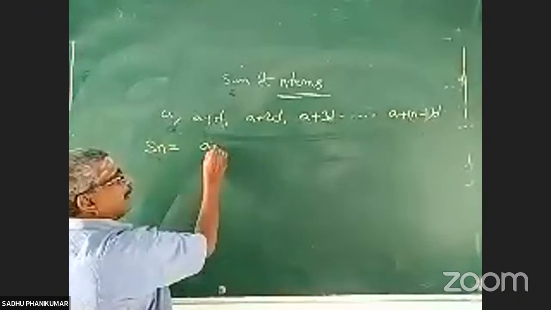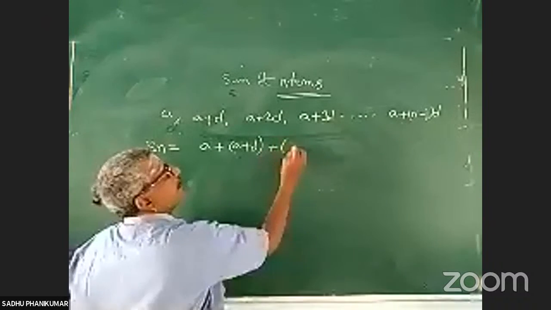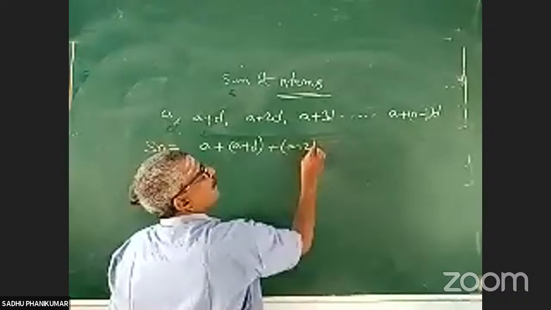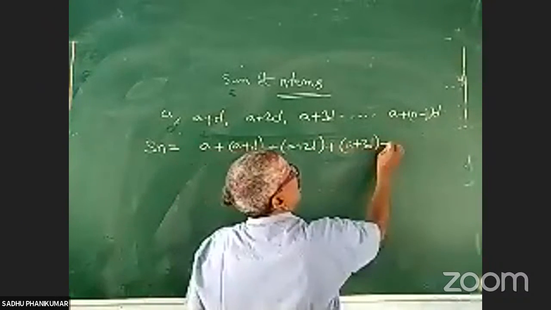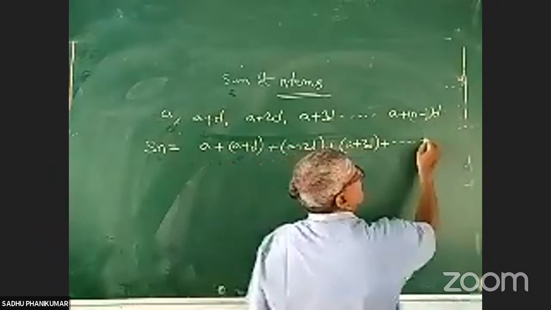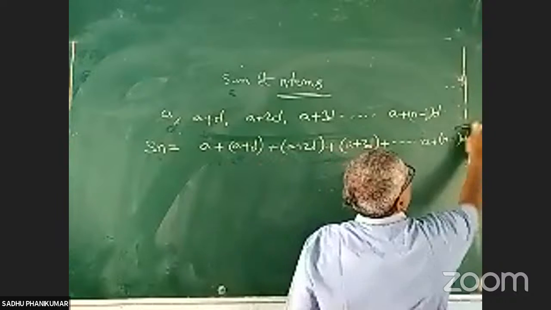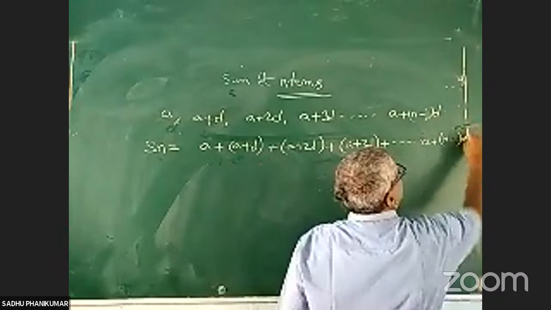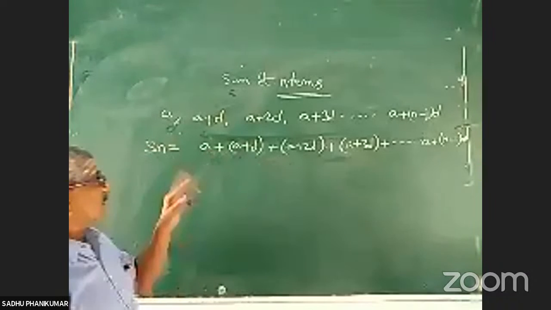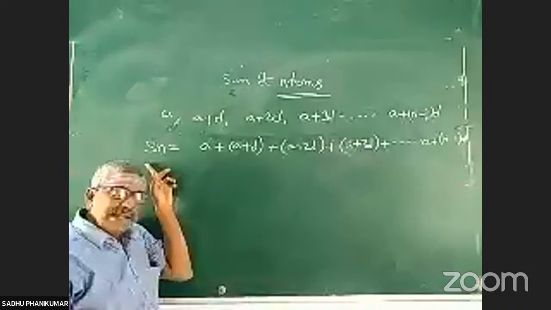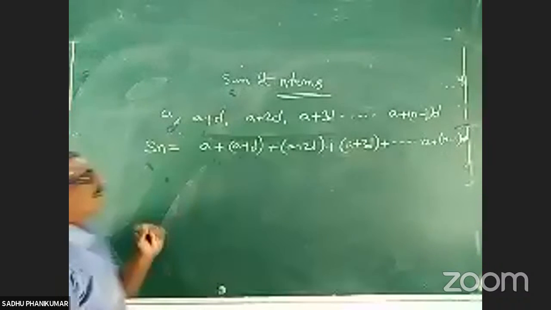So a plus a plus d plus a plus 2d plus a plus 3d plus and so on up to a plus n minus 1 into d. This you have to find. So this is indicated as Sn, the sum of n terms. Then what principle was applied by Gauss?